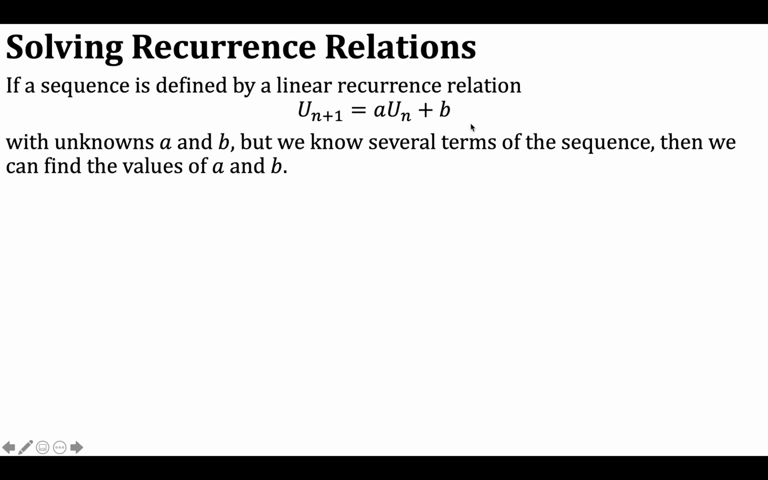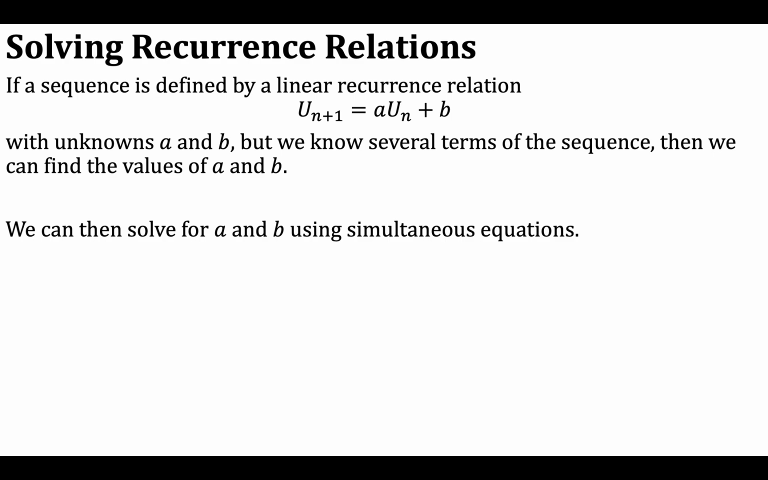Currently a and b are unknown, but other information we might be aware of are several terms of the sequence. We might be told, for instance, what u0, u1, u2 are. Any consecutive terms would help us here, and that would allow us to find the values of a and b. And we can then solve for a and b using simultaneous equations, which you learned in National 5. So let's just go on with an example, folks.